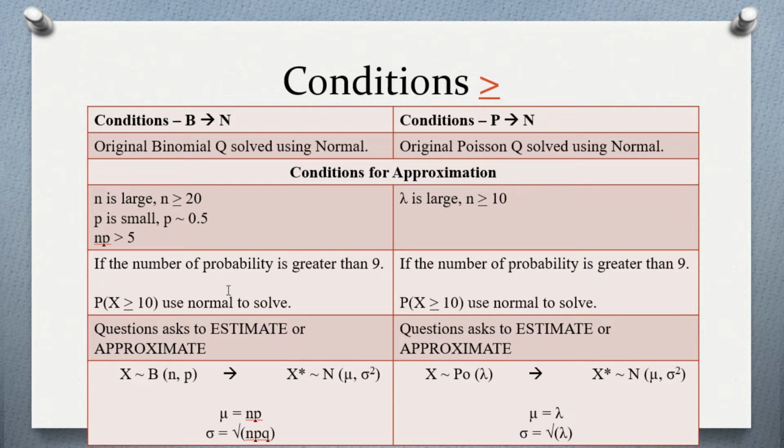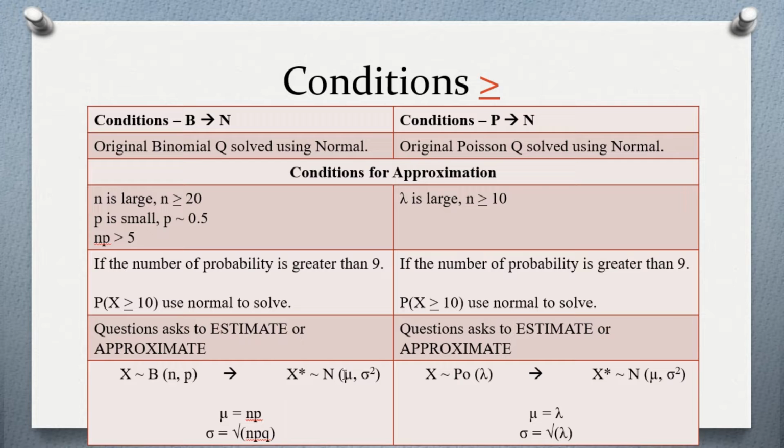Greater than 9 means 10, 11, 12, 13, 14. Why can you use normal for this one? Because if it's x more than or equal to 10, it basically means you have more than 9 probabilities to calculate. Okay, then you will change it to normal.